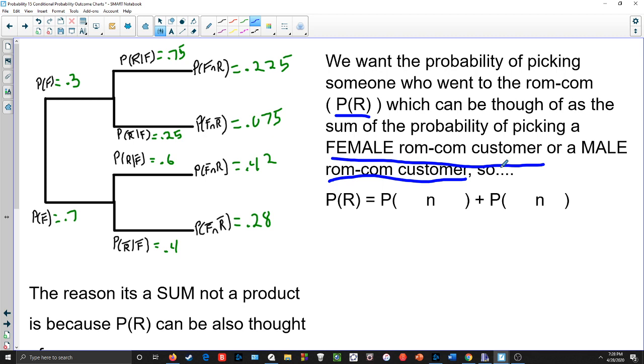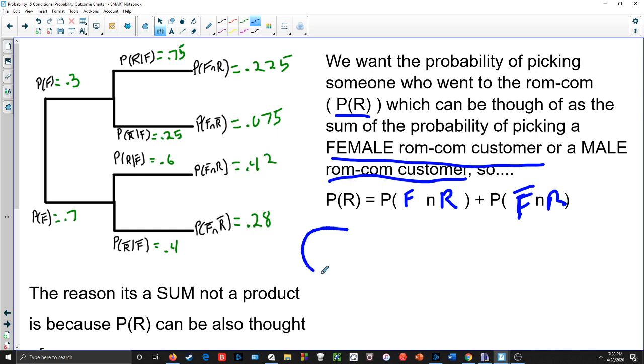And if I add up all the subsets of that probability, I get that probability. So the probability of picking a rom-commer would be female and rom-com plus male and rom-com. So even though I can't get the major probability directly, I can get it using these little sub-probabilities, what we call subset probabilities, because again, they're a set of the entire thing here.